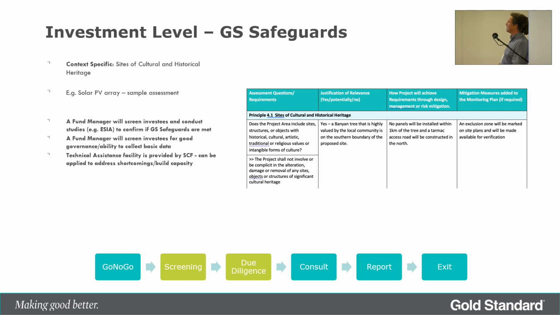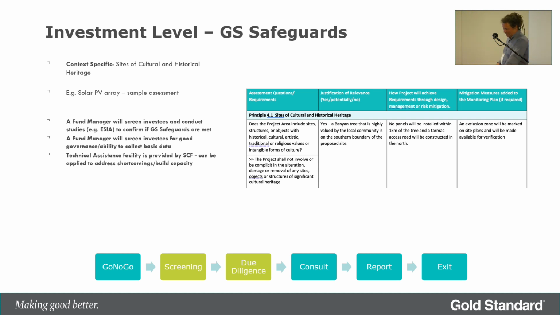And so the way that this example talks about that is by saying, yes, in this project design, there will be no panels installed within an area around that tree, and the access road that we need to install those panels is going to be constructed to the north of the project area, thus protecting that southern boundary where the tree is located. And then what is also an important part of safeguards, if there is a risk that continually needs to be monitored in a project, that risk and monitoring approach needs to be added to the investment monitoring plan and needs to be audited every year.